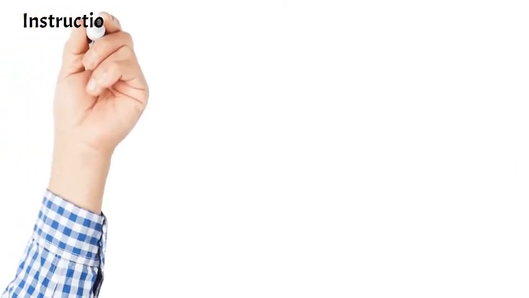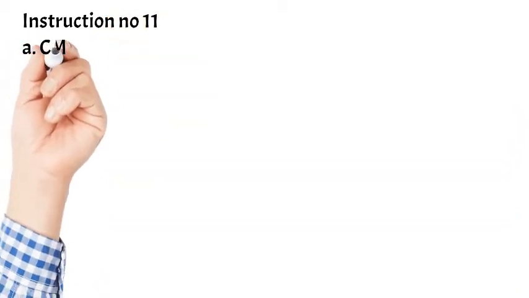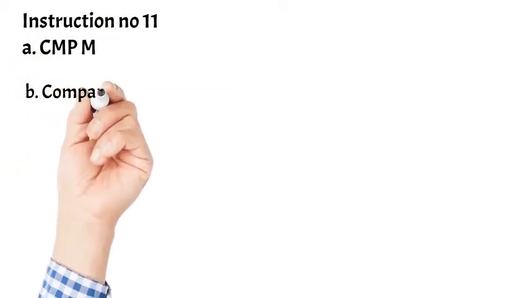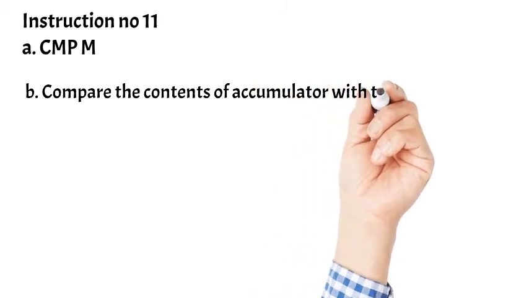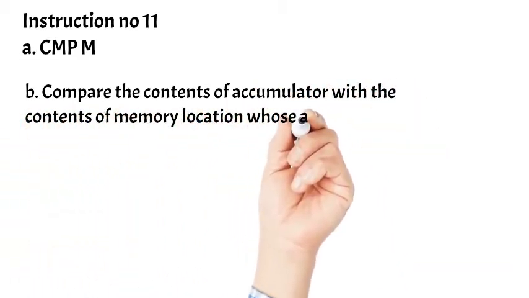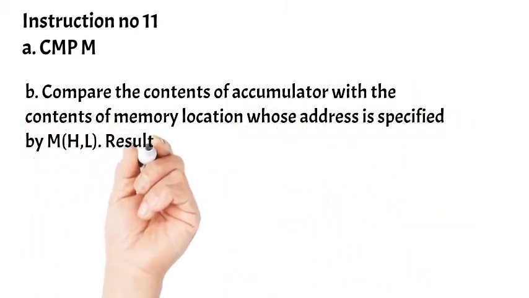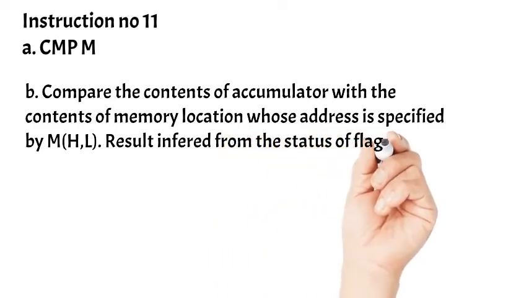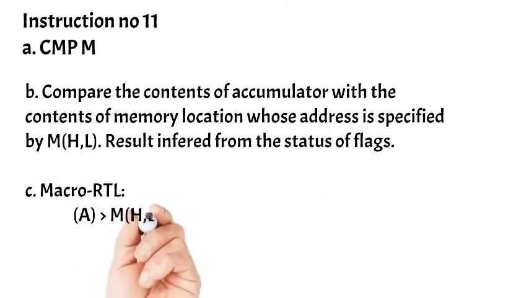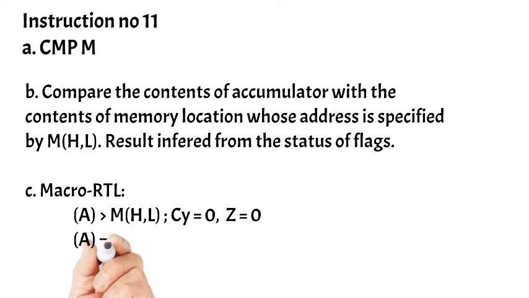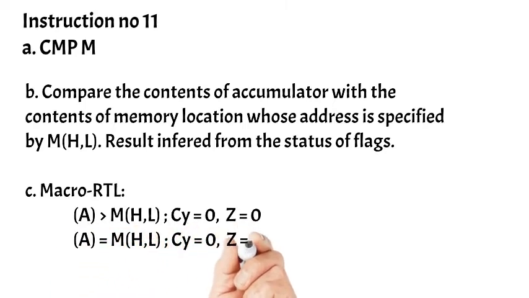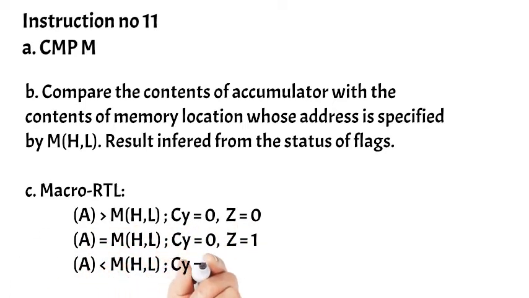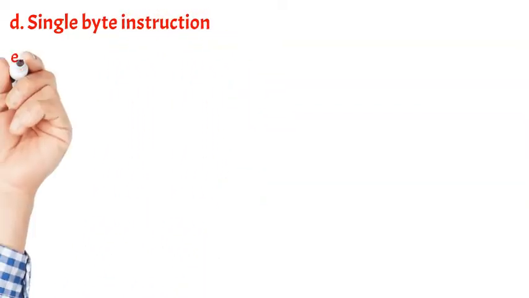Next instruction we have is CMPM. Just like CMPR, this is used for comparing the contents of the accumulator with the contents of the memory location of the address specified by the HL register pair, and the result again will be inferred by the status of different flags. As you can see, the flag status remains the same: whether A is greater than M(HL), A is equal to M(HL), or A is less than M(HL). Accordingly, you can compare the two operands.